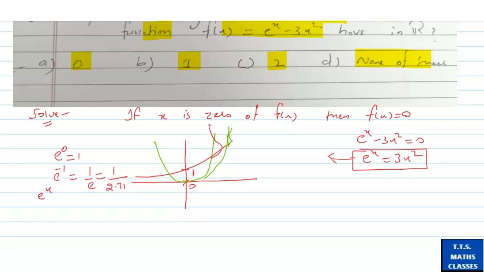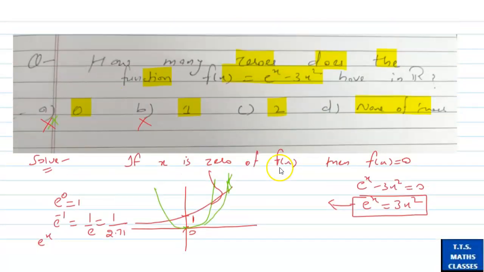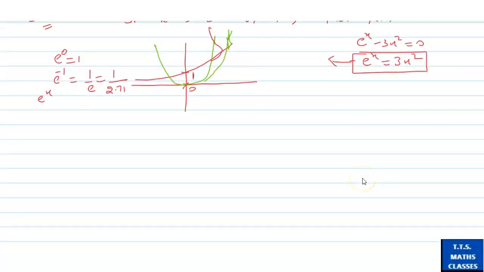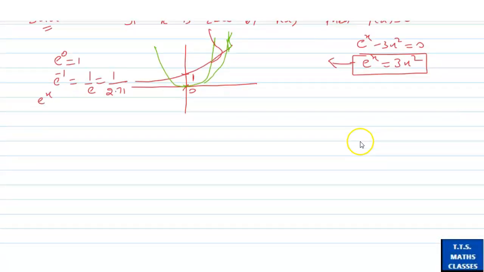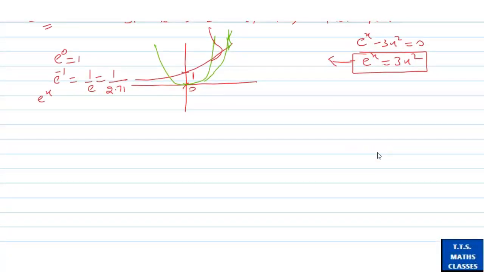Okay, so therefore these two options are discarded directly, because this function has at least two zeros. So for this graph we can discard two options. Okay, graph helps to discard the options. Now we have to check with another method for solving this.